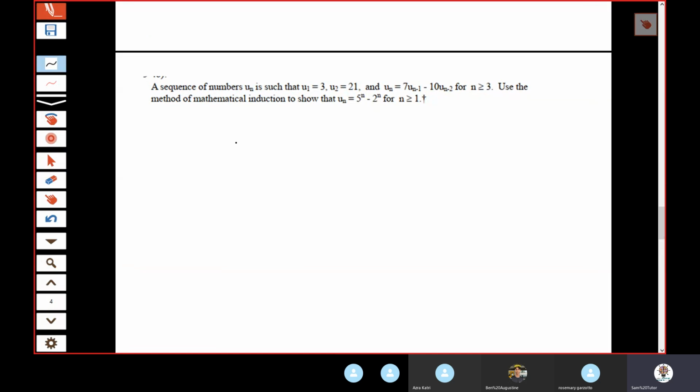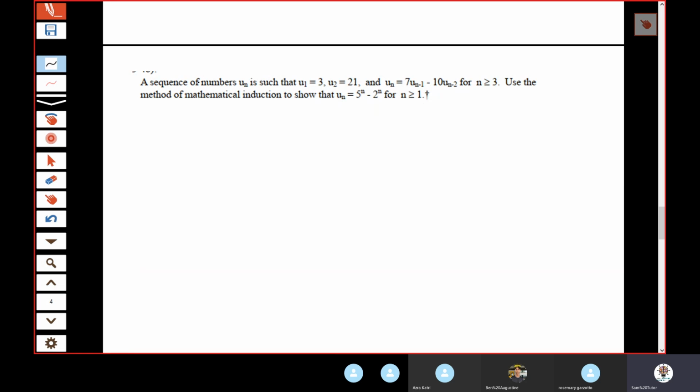Okay. The sequence of numbers un is such that u1 equals 3, u2 equals 21, and un equals 7u(n minus 1) minus 10u(n minus 2) for n greater than or equal to 3, right? Because you can't use this if n was 1, because then you'll get n minus 1, which is 0, and n minus 2, which just doesn't work. Use the method of mathematical induction to show this. So that's what you're trying to show for n greater or equal to 1.